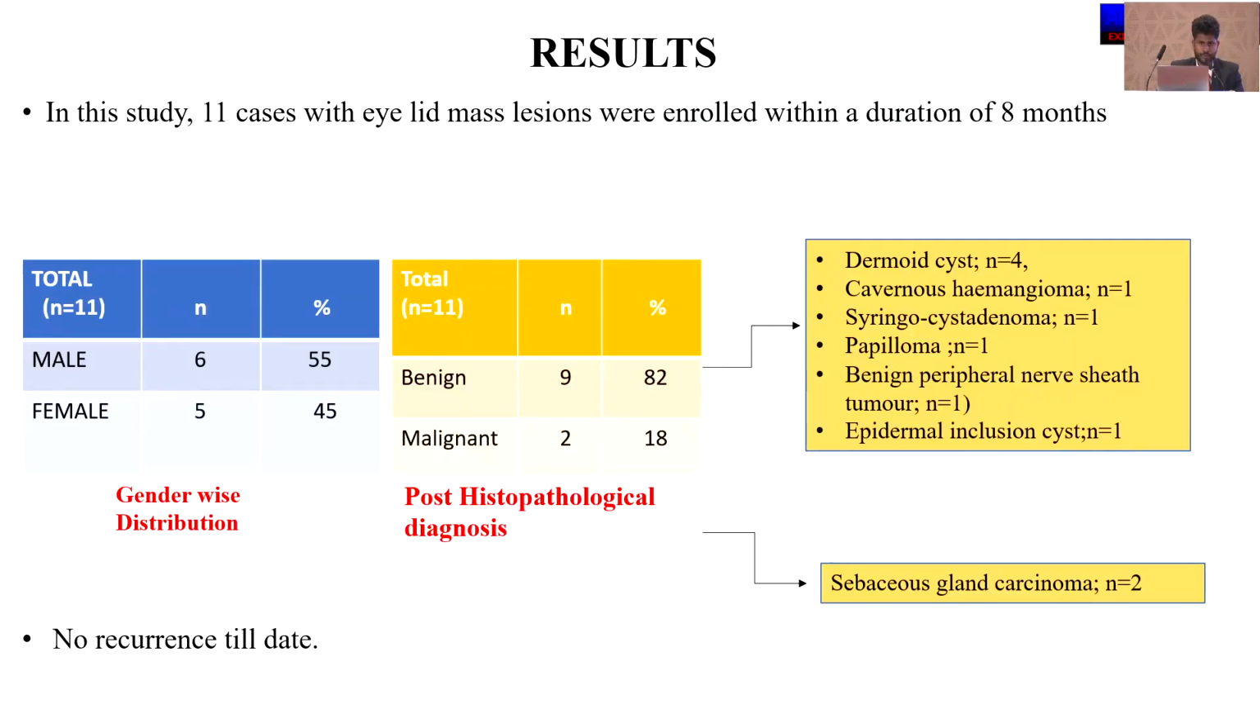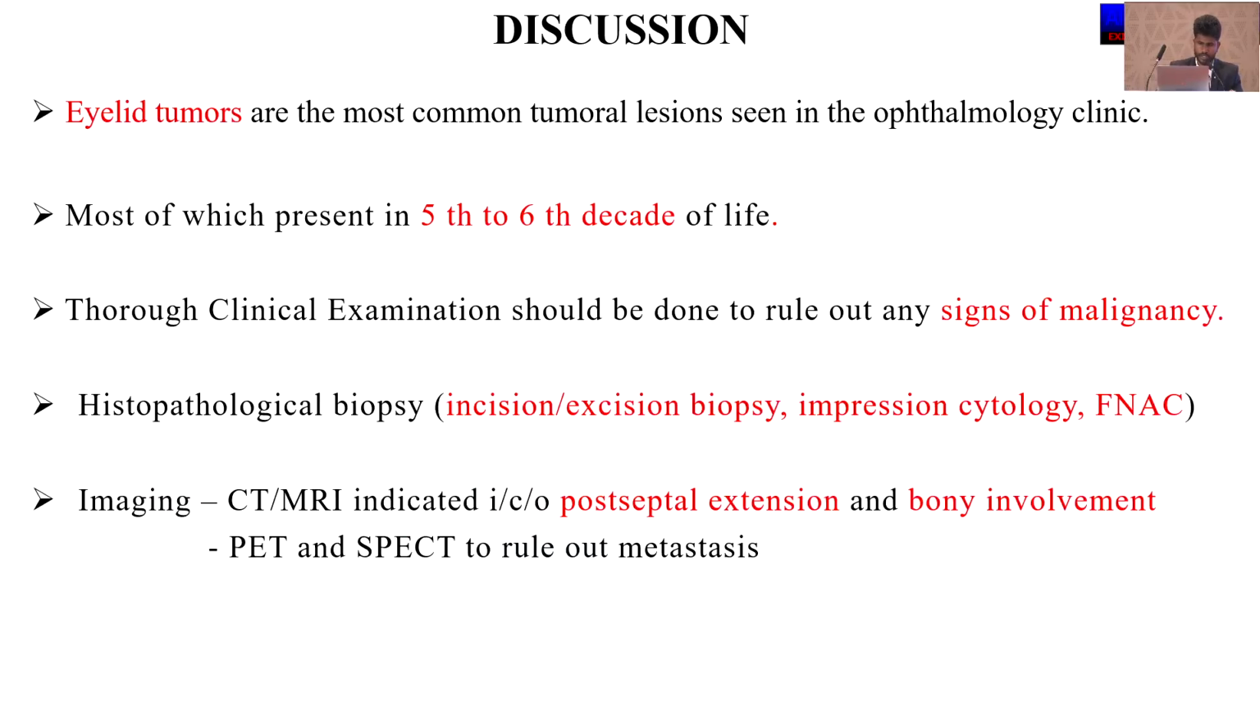Result: there were a total of 11 cases. 9 cases are benign, 2 cases are malignant. Those malignant cases are sebaceous gland carcinoma. Malignant cases are followed in the medical oncology department also. There is no recurrence till date.